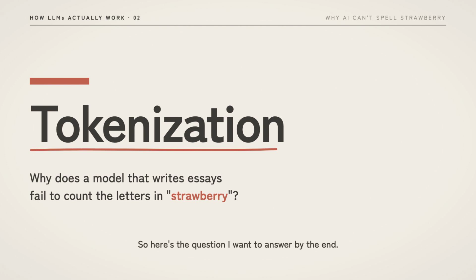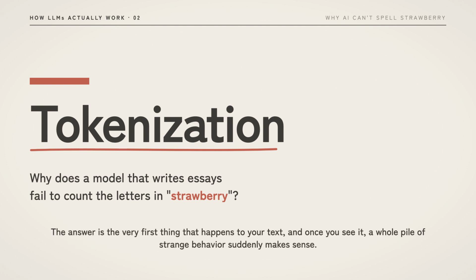So here is the question I want to answer by the end. Why does a model that can write essays fail to count the letters in a word like strawberry? The answer is the very first thing that happens to your text, and once you see it, a whole pile of strange behavior suddenly makes sense.